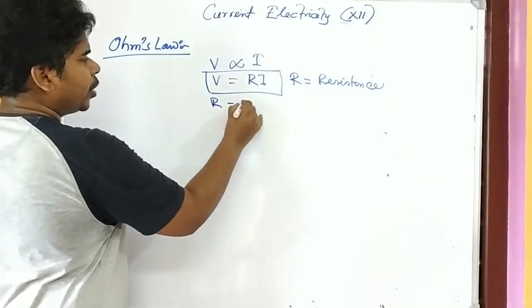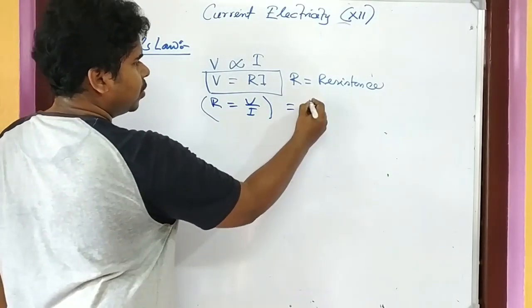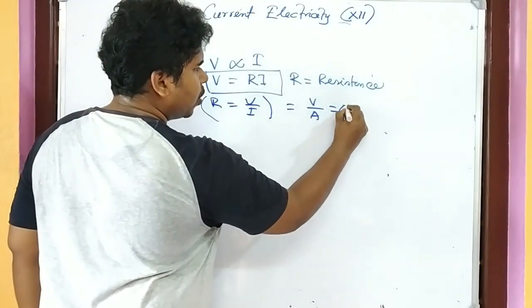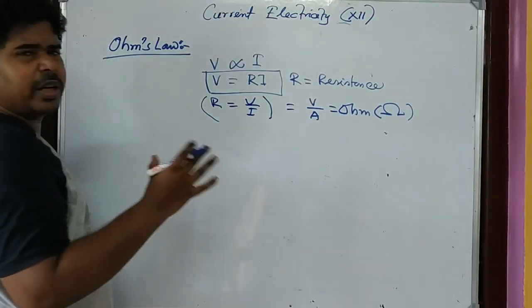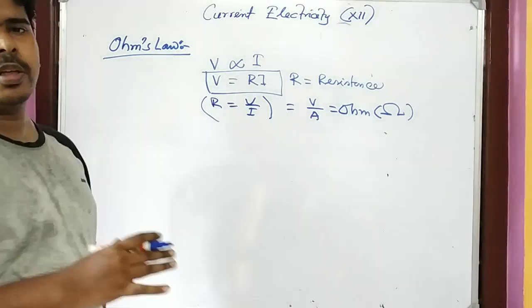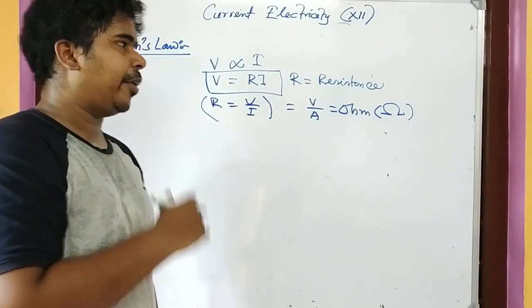Units: R equals V by I, volt by ampere, and it is known as ohm, and it is denoted as this. So it is very well known to you. I'm not giving much time here, I'm just making you remember what we have learned in class 10.